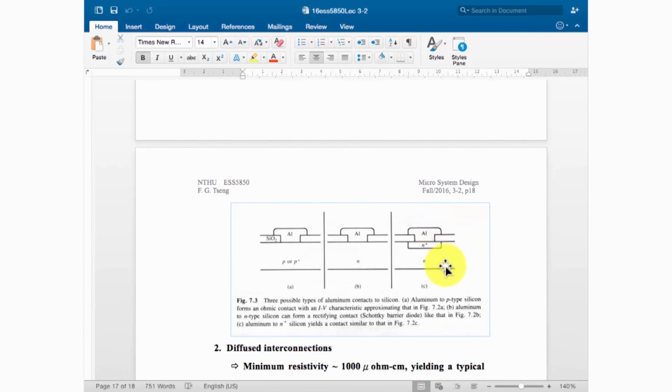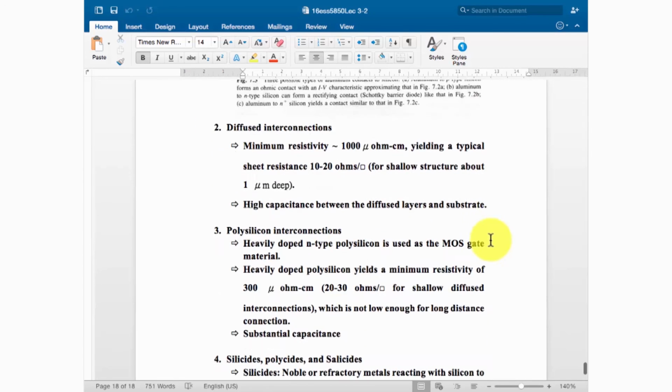So remember, every time you want to connect aluminum wires with different types of substrate, you need to consider using N plus as an interface between the N material and aluminum, N dopant material and aluminum. Okay, so that's the basic idea. After understanding this, now we look into different interconnections.